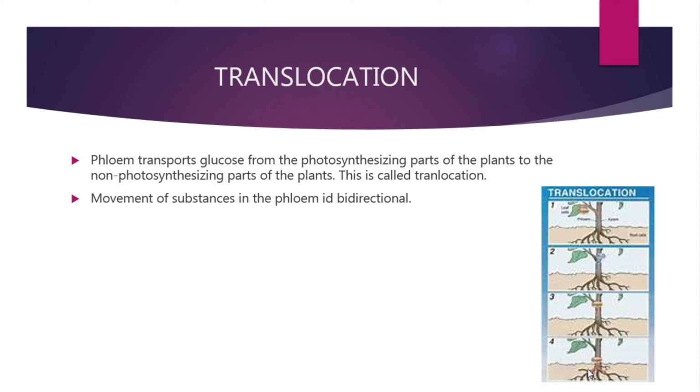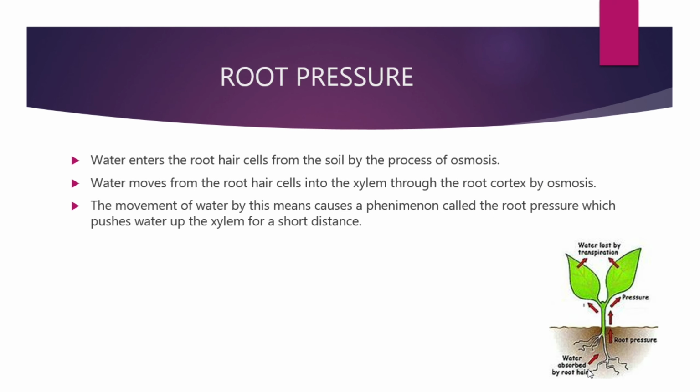As the root does not contain any chlorophyll, it cannot carry out photosynthesis and make its own food. So it is dependent on the leaf. The food produced by the leaf will be transported to the roots in the form of starch by the phloem. The movement of substances in the phloem is bidirectional.